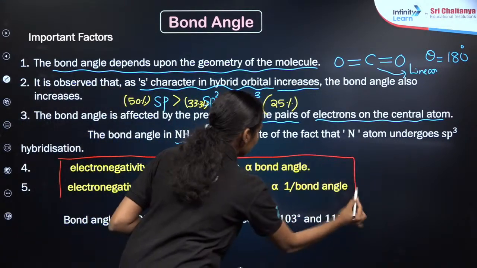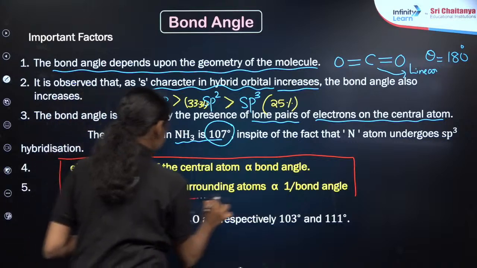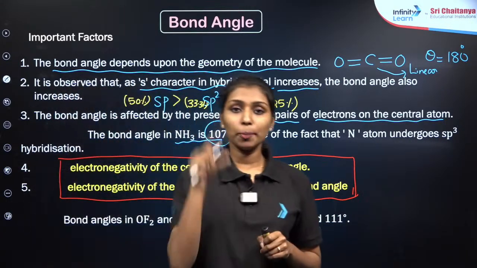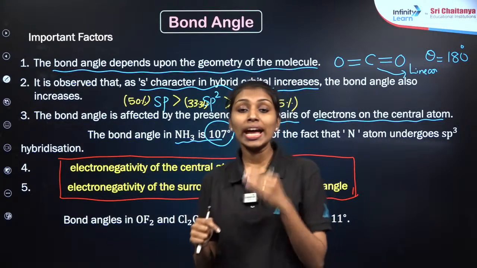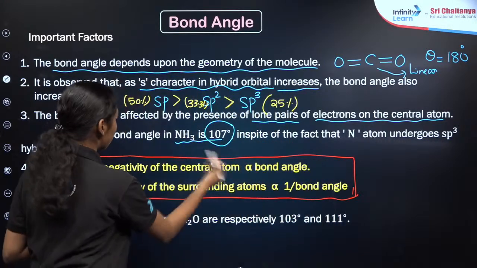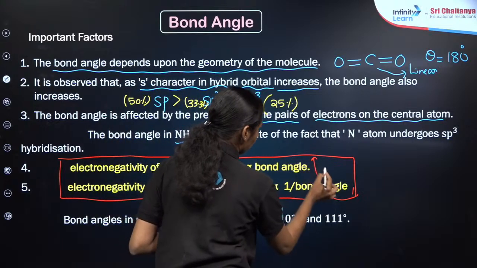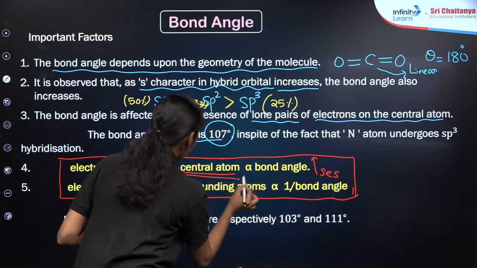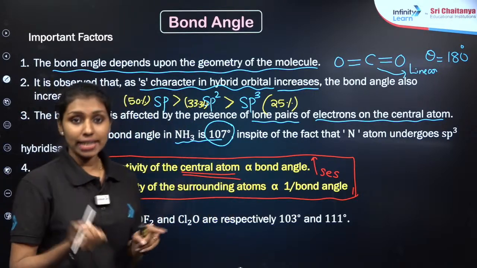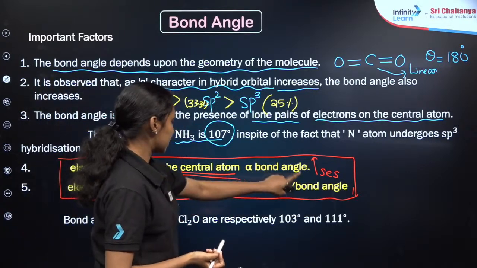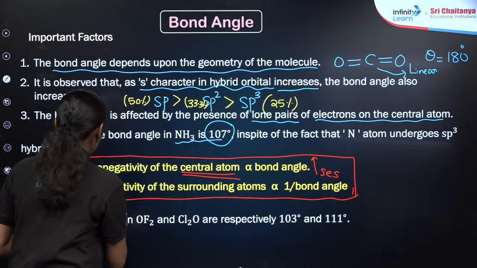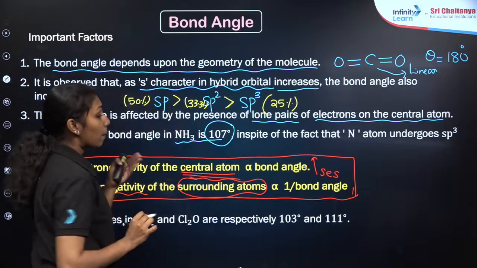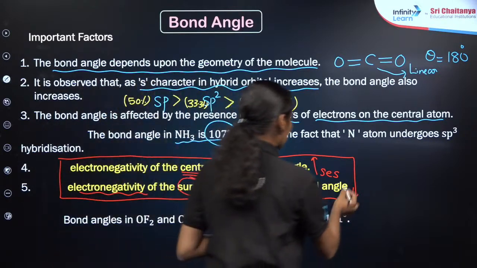Now, this is the most important parameter you have to note: the electronegativity of the atoms and how it affects the bond angle. We already know that whenever a molecule is forming, there will be a central atom as well as surrounding atoms, right? As the electronegativity of the central atom increases, bond angle increases, right? This is very important. Then what about the surrounding atoms? If the electronegativity of surrounding atoms increases, bond angle decreases, an inversely proportional relationship, right?